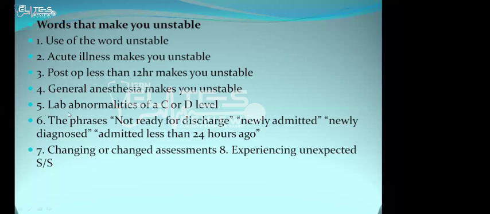The fifth point, lab abnormalities of C or D, that's higher level. So I think we did the comparison, talked about it. If you're having a potassium level of, let's say, 6.5, that is extremely high. You know that it's a cause for concern. It means you are unstable.